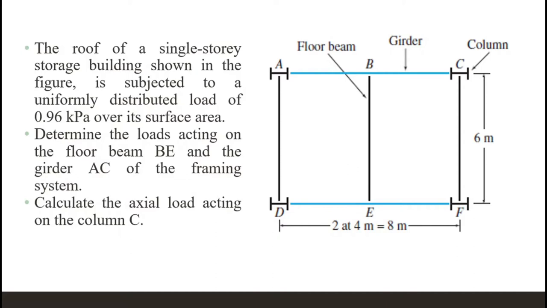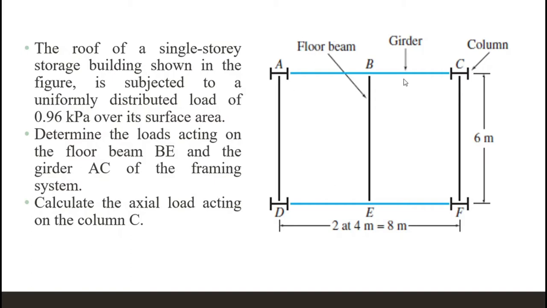Let us have an example for our previous discussions. In the previous video we had examples, but that was a one-way slab example. So this time, our last example will be a two-way slab. It is almost the same as long as we understand the concept. The problem is: the roof of a single-story storage building shown in the figure is subjected to a uniformly distributed load of 0.96 kPa over its surface area.